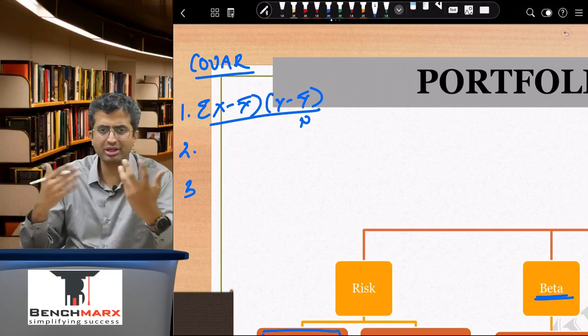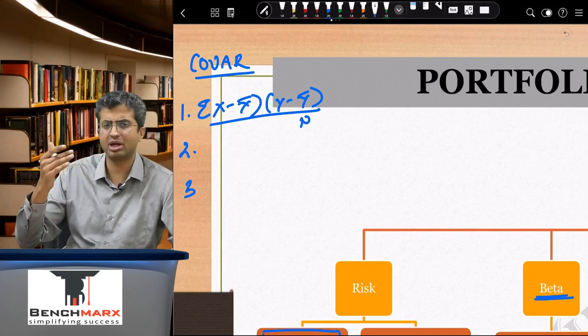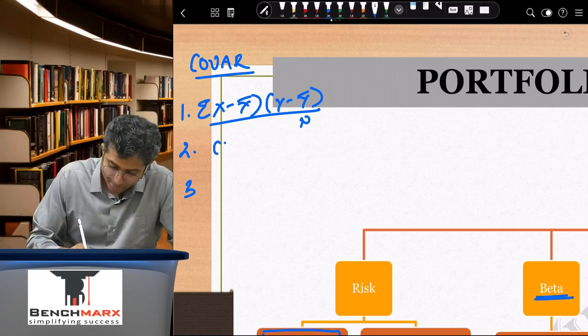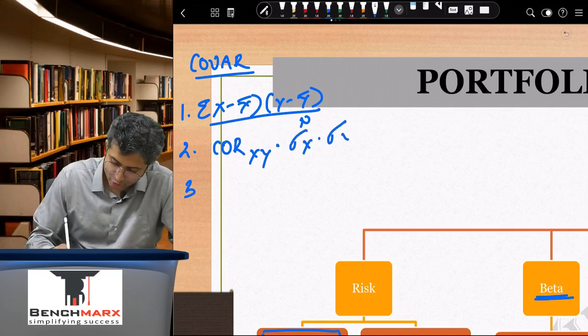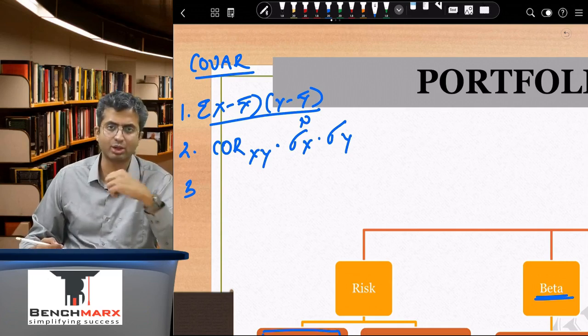Other is through adjusting that covariance formula. One can say that covariance upon standard deviation x into standard deviation y is the correlation. So basically, correlation of xy into standard deviation x into standard deviation y can also be taken as one of the ways to calculate covariance.